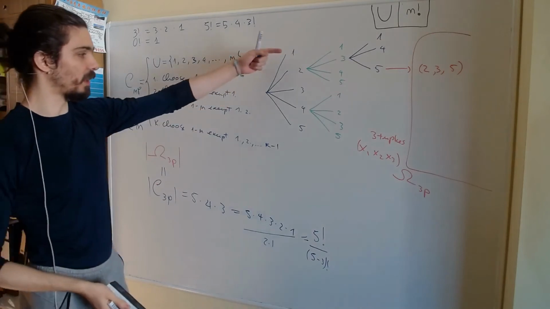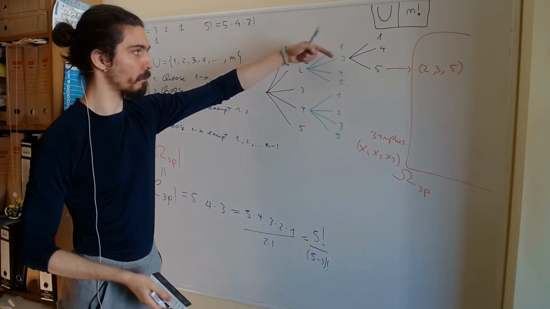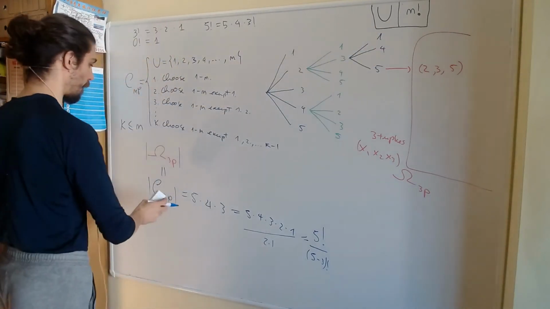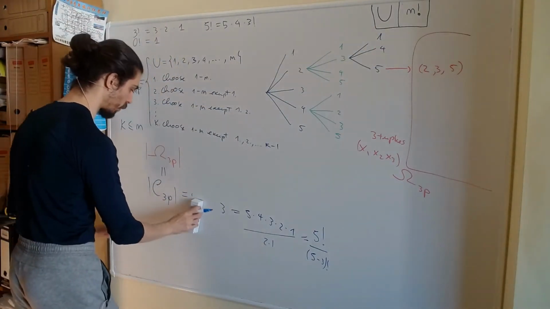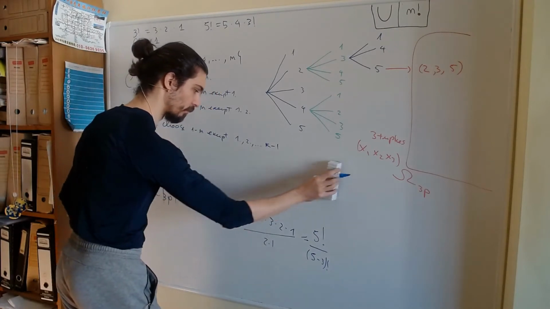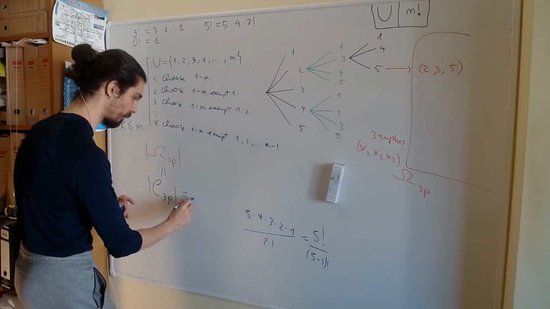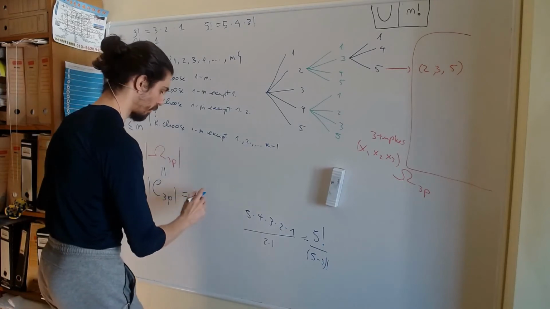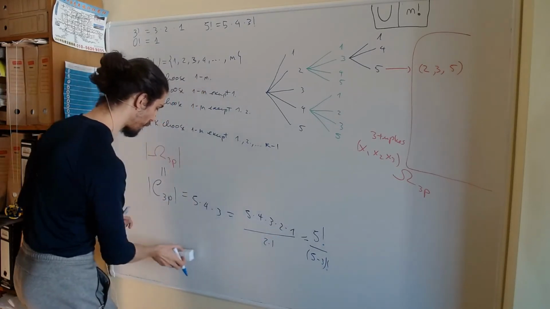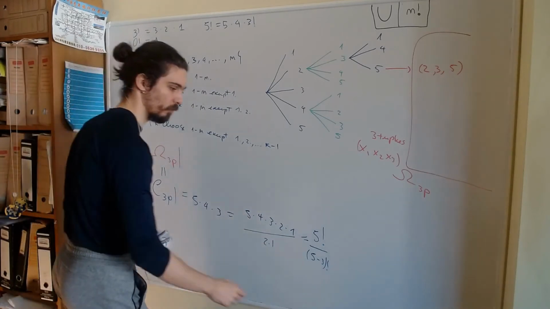Well, so the tree has n possibilities, then n minus 1, and then n minus 2, and so on. Okay? Let me write it. So the number of branches, let's make it general. So we have 5 times 4 times 3. I will write it downstairs for you to see.